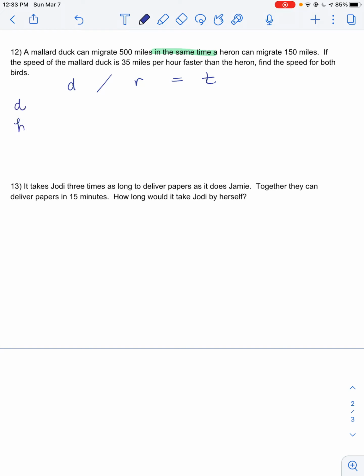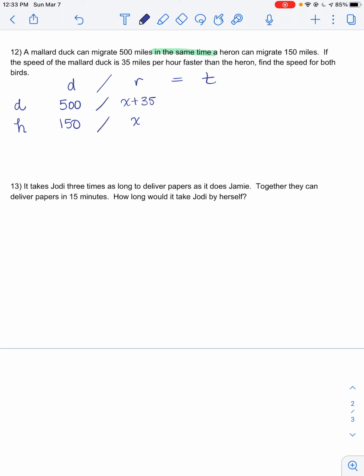And we have a heron, so I'm going to use H. And it says that the duck can go 500 miles in the same time that the heron can go 150 miles. We know that there is a relationship between their speeds. The duck is 35 miles per hour faster than the heron, so the heron gets my x, and the duck is faster, so it gets x plus 35.